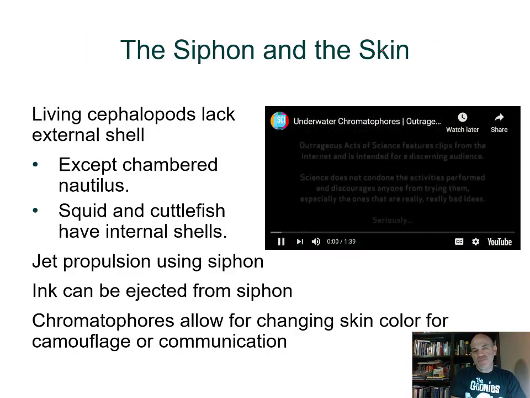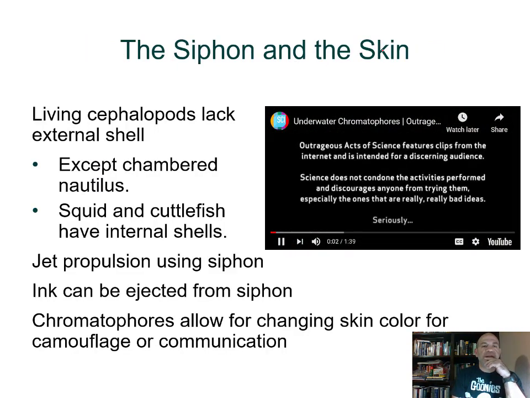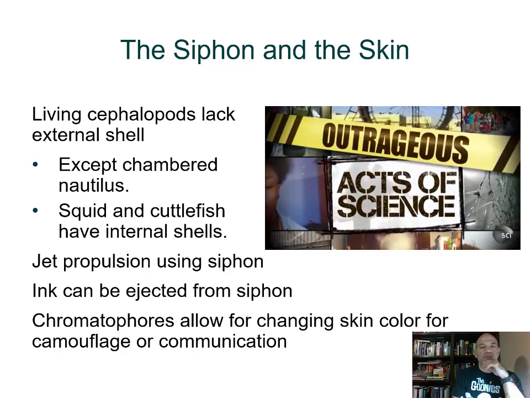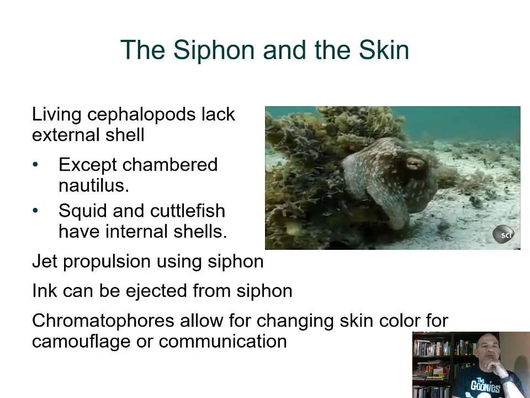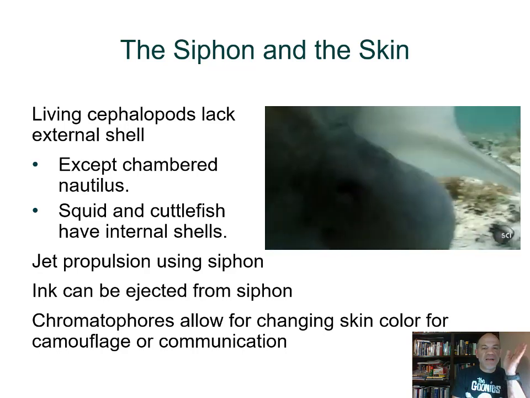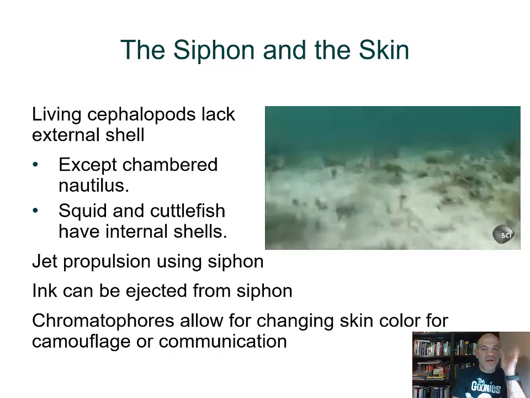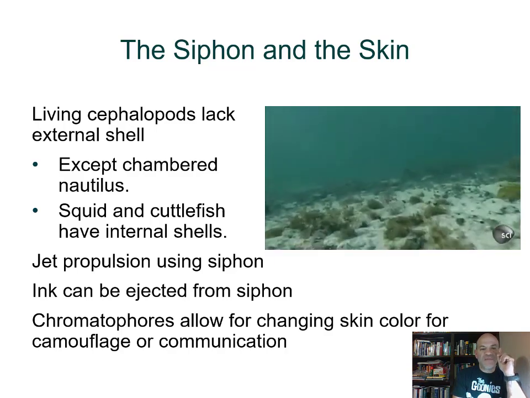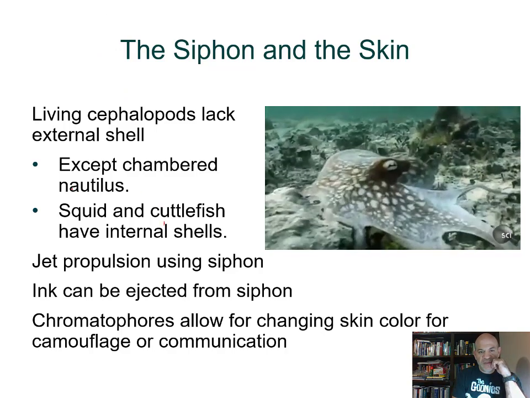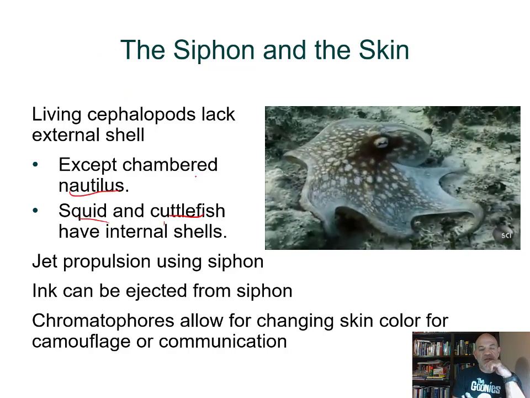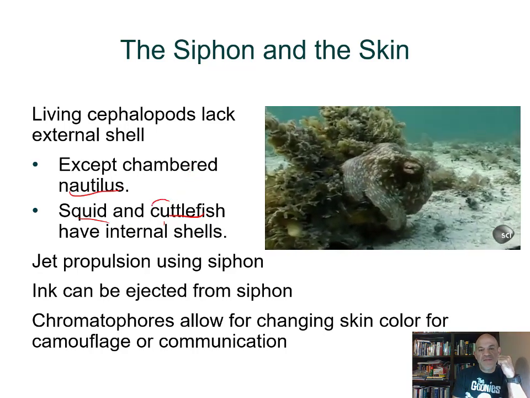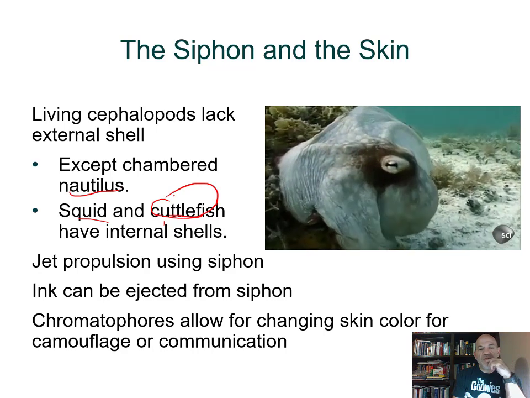Cephalopods have the ability to change color, so I found some video that allows them to show some of that. But going through this here, many of them lack an external shell at all, except for the chambered nautilus. That's that really primitive one that has that spiral-looking shell. Squid and cuttlefish still have a shell, but it's internal, and sometimes they call that shell, if they remove it, a cuttlebone.